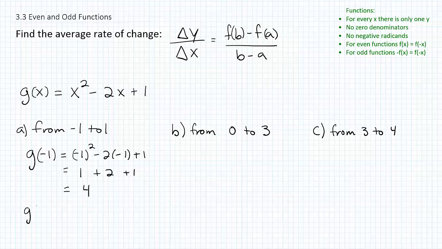Then we'll evaluate g of 1. For g of 1, you just plug in positive 1, so it'll be 1 squared minus 2 times 1 plus 1. And that, of course, will give you 1 minus 2 plus 1. That's going to be 1 plus 1, or 2 minus 2, which is going to end up giving you 0. All right, so we have our two values. Now, from there, we plug those into our formula.